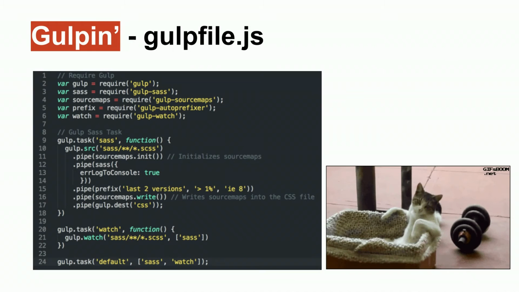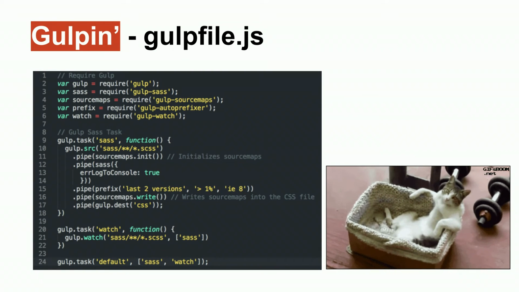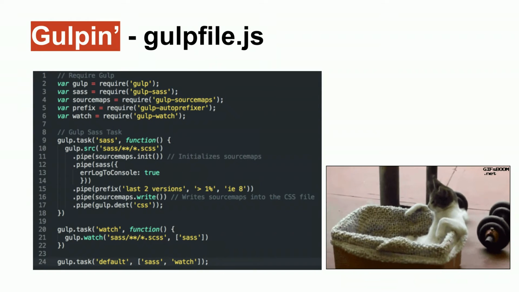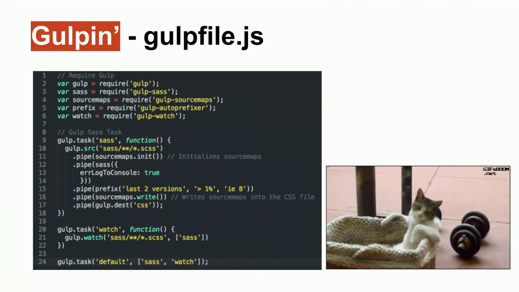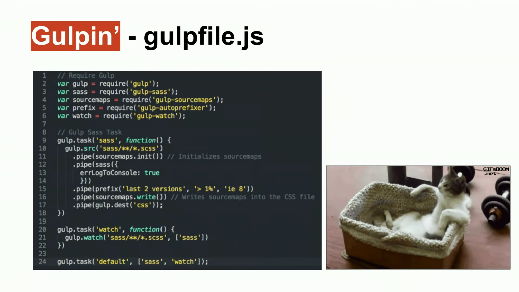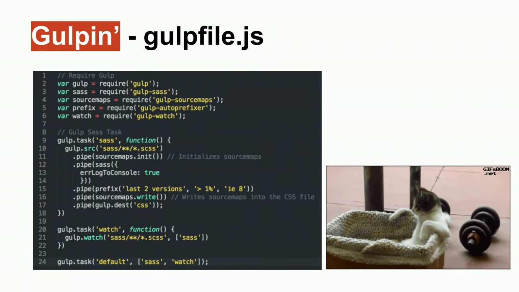Now here's where Gulp starts feeling a little more relaxed, like this dude. He's just kind of hanging out. Because Gulp, it now looks like code. Like if you guys write JavaScript, this is just JavaScript. We have a Sass task, and Sass is watching this folder, right? Watching all our CSS folders. And compiling it right here, pipe Sass. Really, that's all you have to do.